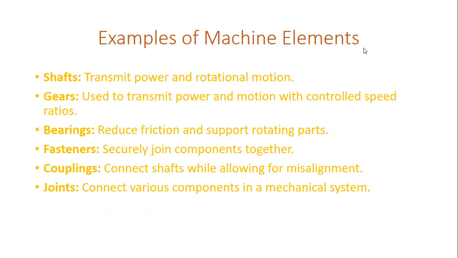The following are some of the examples of machine components. Shaft, gears, bearings, fasteners, coupling and joints. These are some of the mechanical components. In the later part of the presentations, we are going to discuss these in more detail in terms of analytical approach.